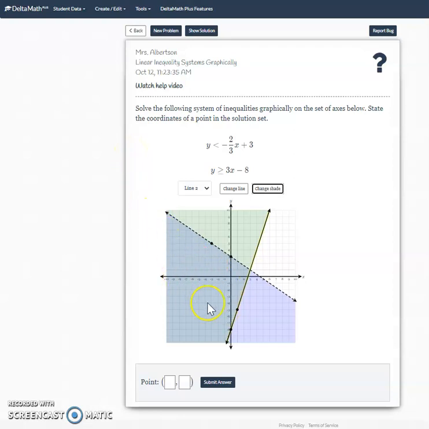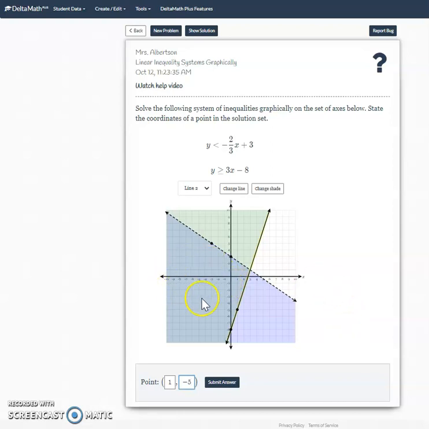So I need to look in this double shaded area, and I can choose a point that is on the solid line. I cannot choose a point on the dotted line. So for a solution, I'm going to pick this point right here. So what is that? 1, -5. So 1, -5. I'm choosing a point that is on the solid line, which makes it a solution.